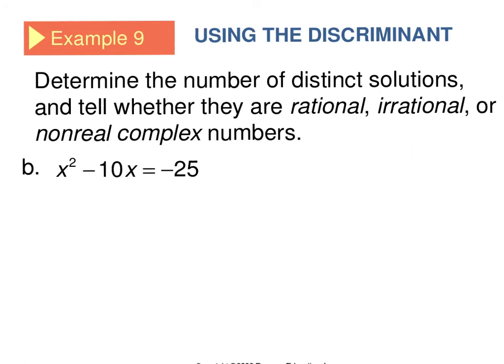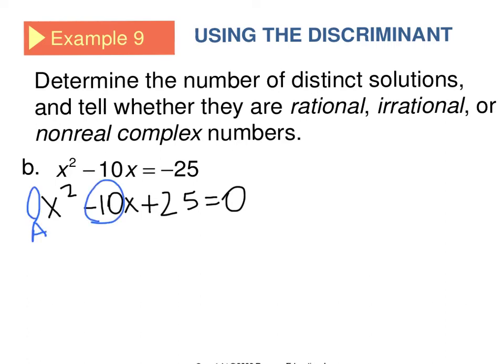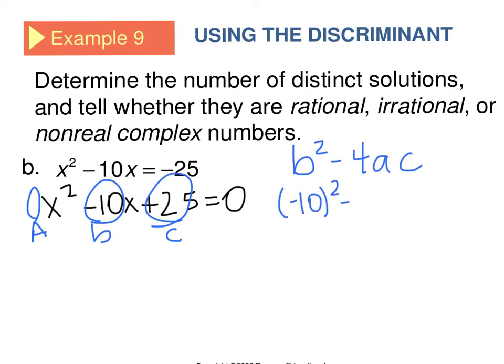We're going to evaluate the discriminant for this quadratic. This is x squared minus 10x plus 25. And so now I'm going to identify my a, my b, and my c. A is 1, b is negative 10, and c is 25. So evaluating the discriminant, b squared minus 4ac, I get negative 10 squared minus 4 times a times c, which gives me a value of the discriminant which is 0, and that means that there is one distinct rational solution.